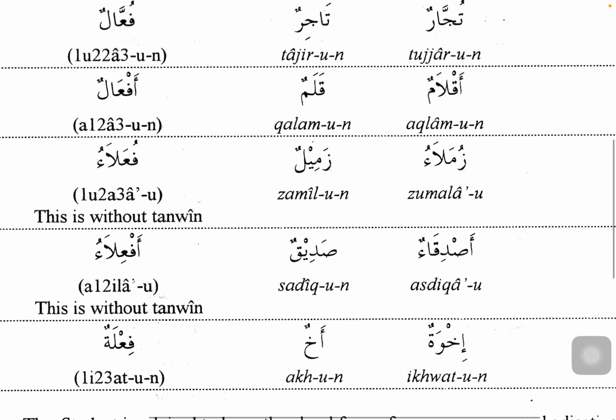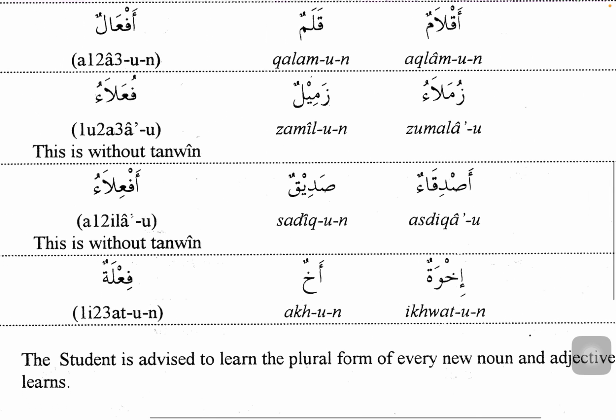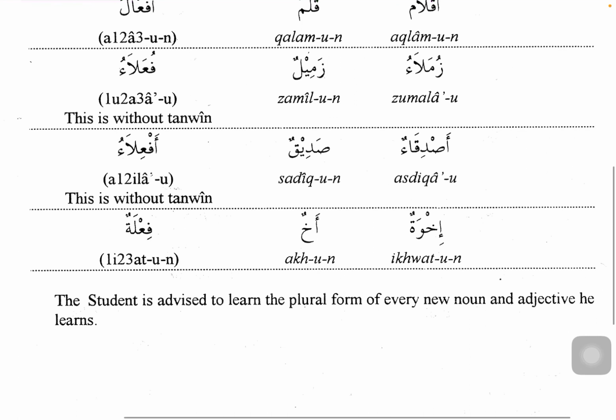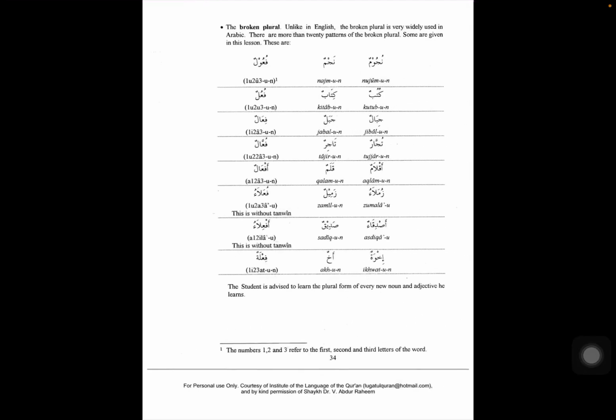Next one is fu'ala'u. Example is zamilun, which means colleague, zumala'u, colleagues. The next one is af'ila'u. Example is sadiqun, friend, asdiqa'u. It should be asdiqa'u, not asdiqa'un. So asdiqa'u is friends. And the last one on this page is fi'latun. Example is akhun, ikhwatun. The student is advised to learn the plural form of every new noun and adjective he learns. So we will learn them slowly one by one.